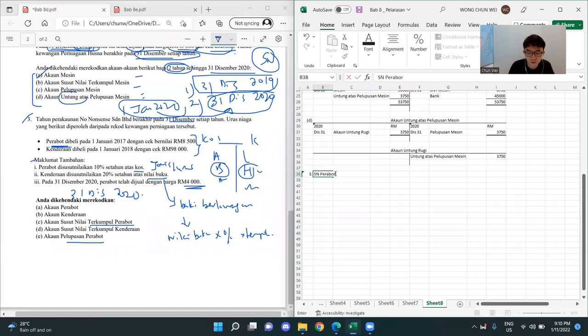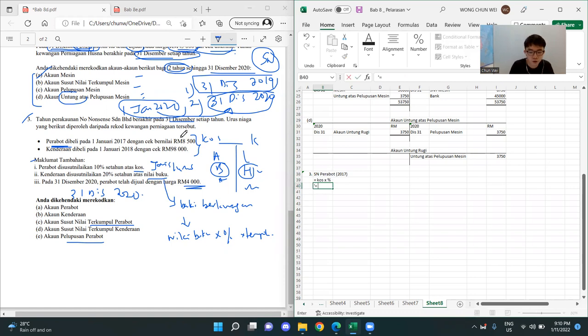Susut nilai perabot, kita beli pada 2017. So you start from 2017 because you start using it then. And this is guna perabot using 10% setahun atas kos. So if atas kos, very simple. Use cost times percentage. Correct not? And if there's tempoh, it times tempoh lah.